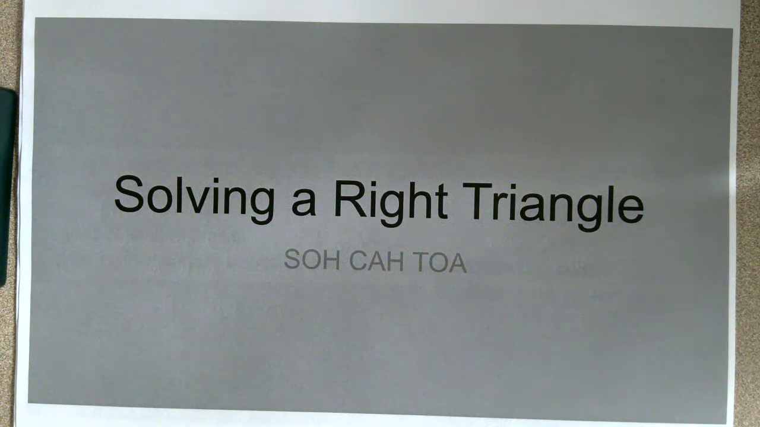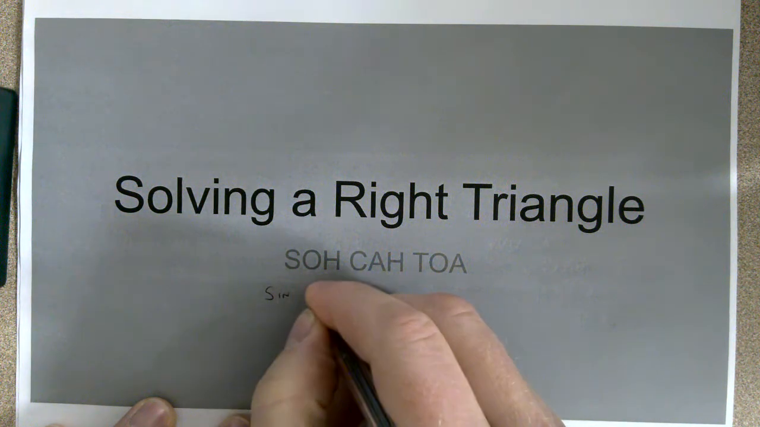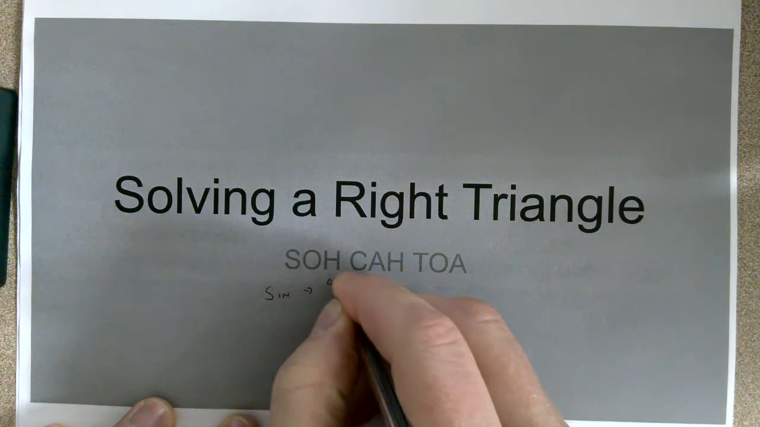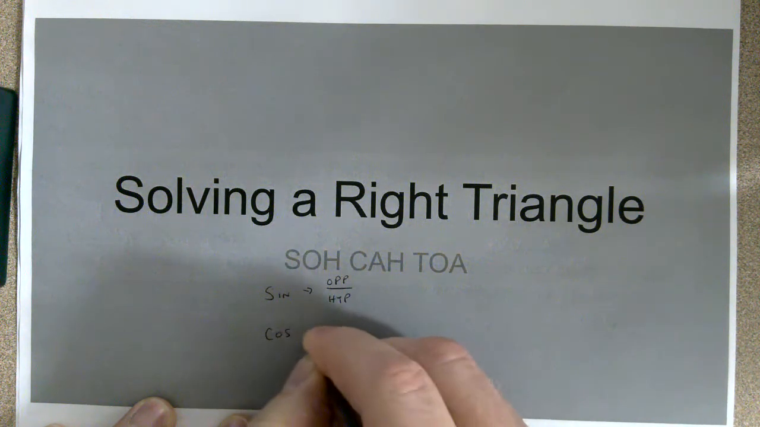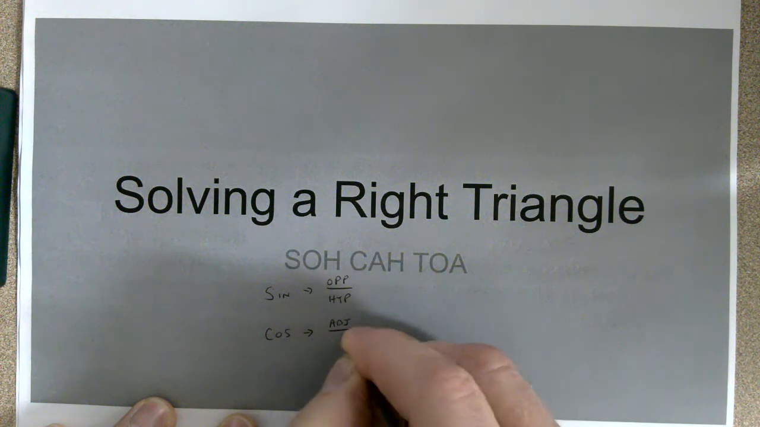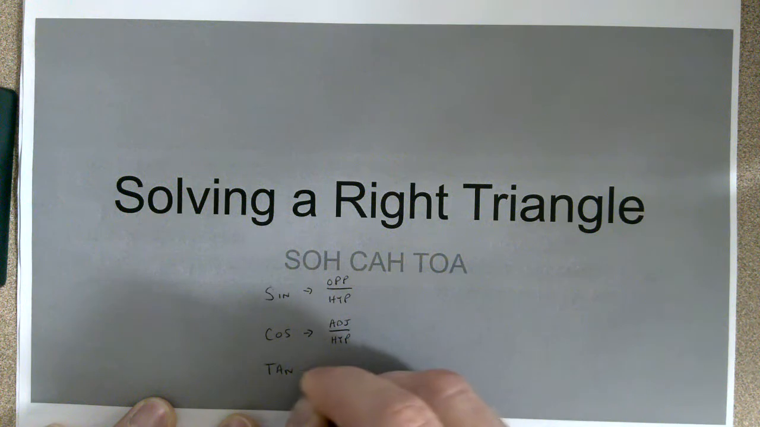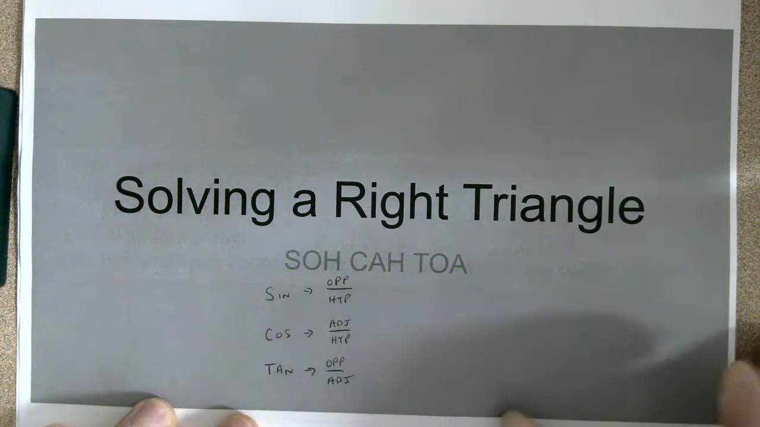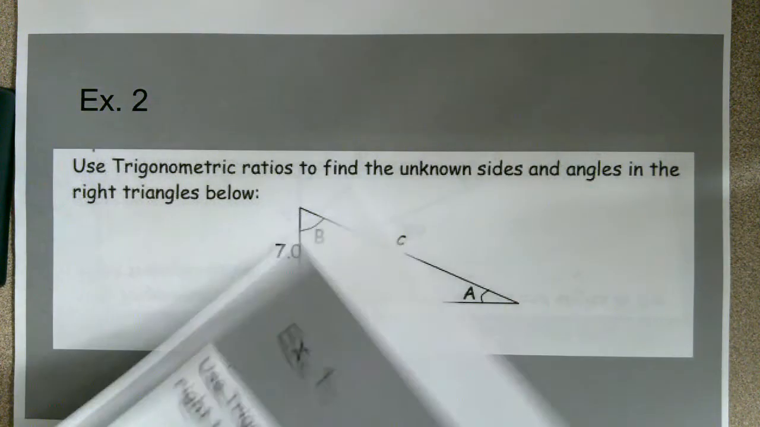Okay, in this lesson, we're going to discuss solving a right triangle or utilizing SOH CAH TOA. Hopefully you remember that sine is opposite over hypotenuse, cosine is adjacent over hypotenuse, and tangent is opposite over adjacent. So what we're going to do is look at a few examples here.